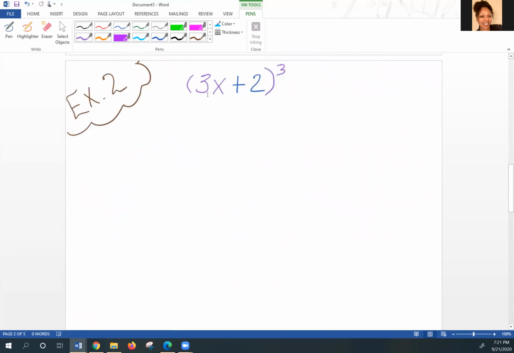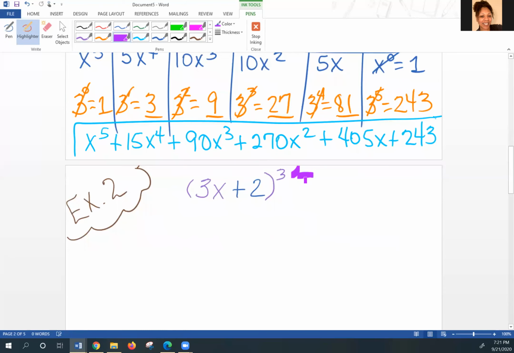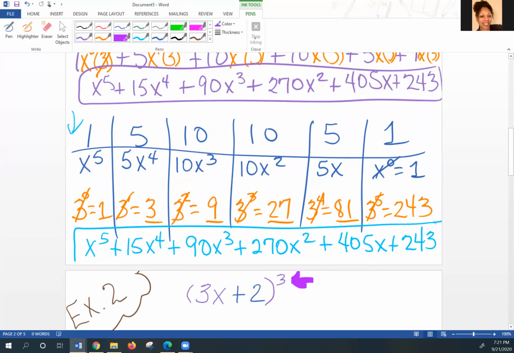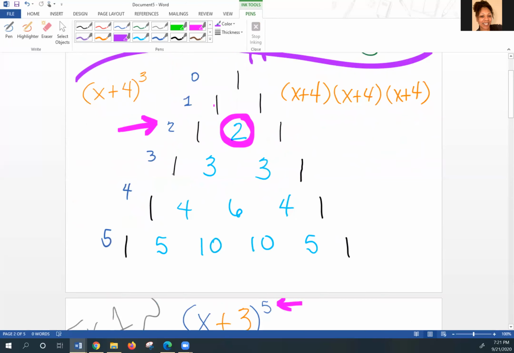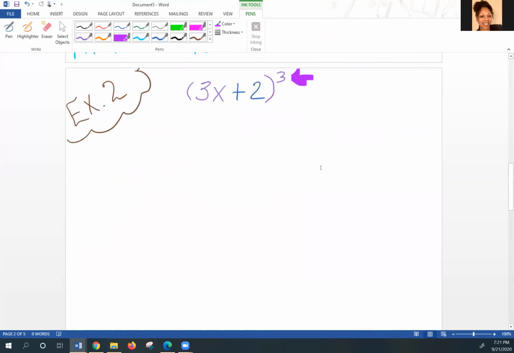Now this next one, it actually has a coefficient and a variable. So you want to make sure you put that information inside of a parentheses. But first, looking at our exponent, which is 3. Let's go up to our Pascal's triangle and look for row 3. So we know our coefficients are going to be 1, 3, 3, and 1. So that's what we're going to write in our table. 1, 3, 3, 1.